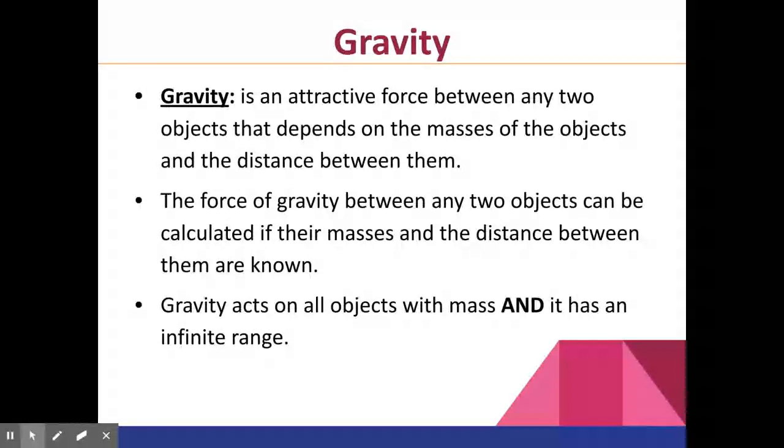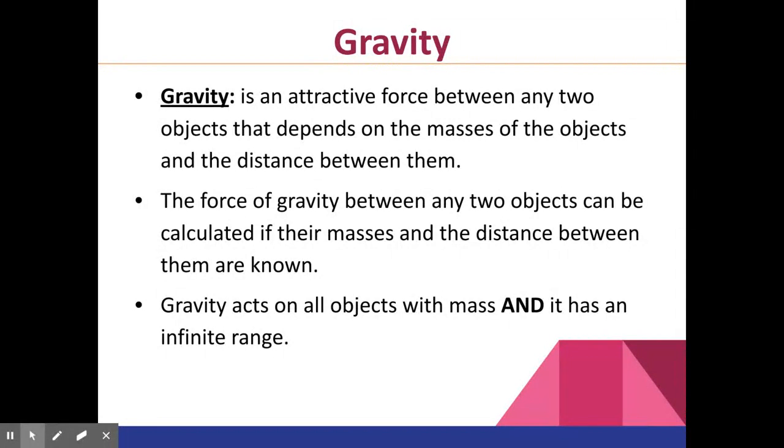Okay, so what is gravity? So gravity is an attractive force between any two objects that depends on the masses of the objects and the distances between them. So the force of gravity between any two objects can be calculated if their masses and the distances between them are known. Okay, now that's what's called the universal law of gravitation. We don't get into that. There's a little bit of practice with it, but for the most part, we're just going to focus in on what gravity is and how we can measure mass and the force due to gravity, and also the acceleration due to gravity. We're going to be looking more at that than anything.